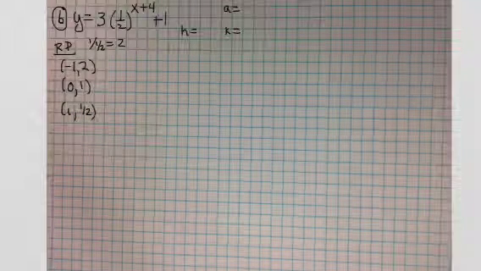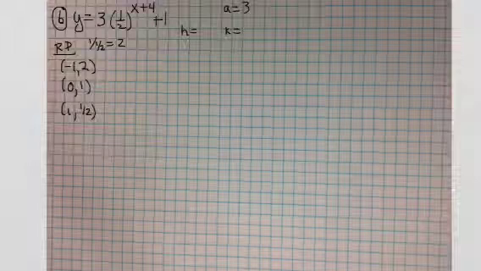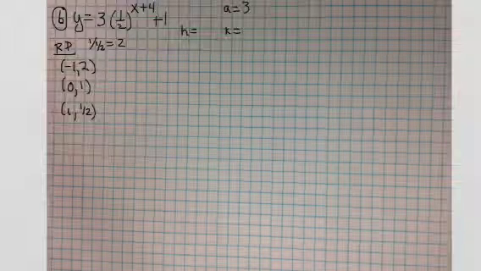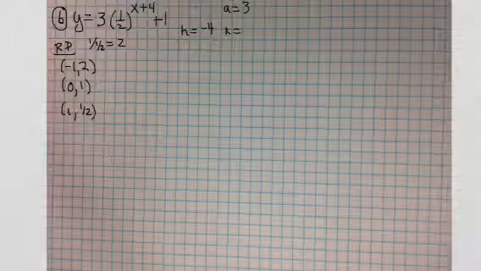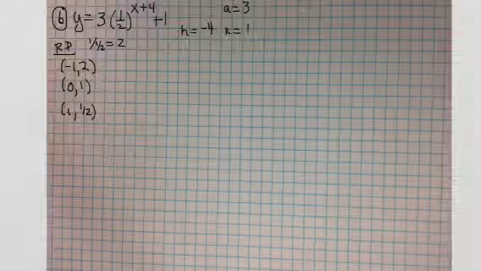The a value, remember we always get it from here, this is the a value, so it's 3. The h value we get from up here. Since the equation is x minus h, that means h is -4. And then the k value we get from here, so k is 1. Okay, so we multiply the y values by 3, because a is 3.